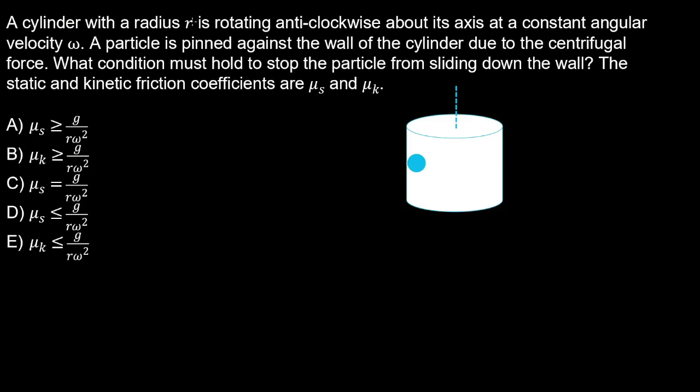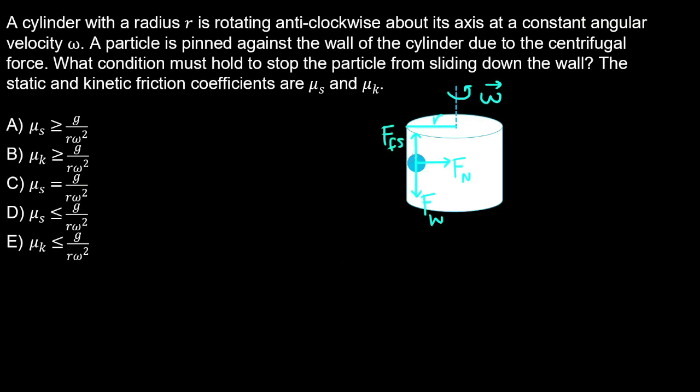A cylinder with a radius r is rotating anti-clockwise about its axis at a constant angular velocity. And a particle is pinned against the wall due to the centrifugal force. And what condition must hold to stop the particle from sliding down the wall? And we're given the static and kinetic friction coefficients. So if we take a free body of the particle, we'd have the normal force, the force of weight, and the static friction force.